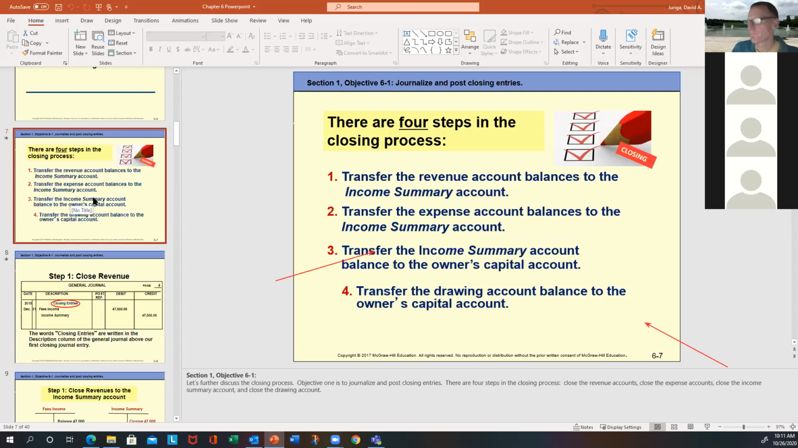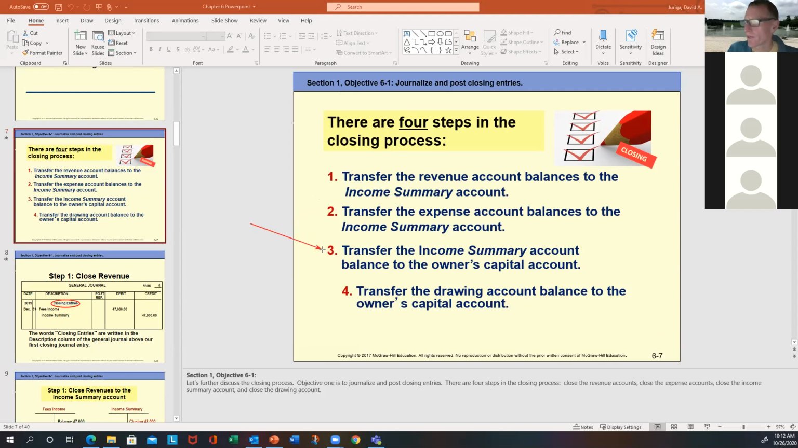Let me get to the steps. We're going to do this closing in 4 entries, 4 steps. By the way, it doesn't really matter what order you do it in, but we're going to follow the order that they tell us to. The first step is to transfer the revenue, which will be fees income, into income summary. The second step will be to transfer the expense accounts into income summary. So these first 2 steps, all we're working with is the revenue and expenses.